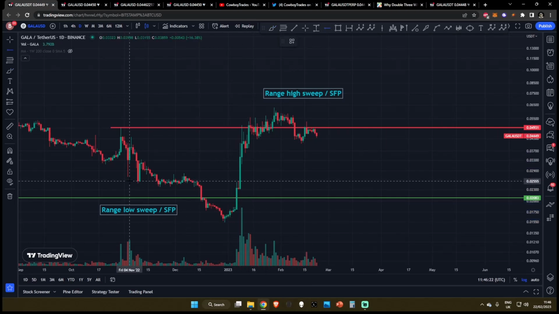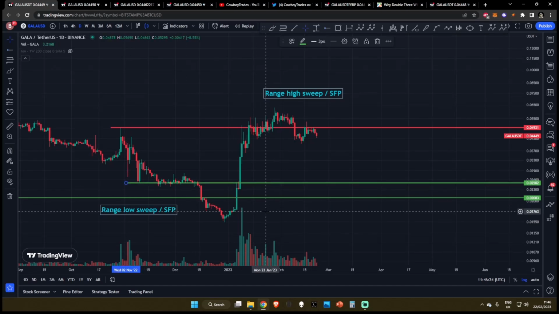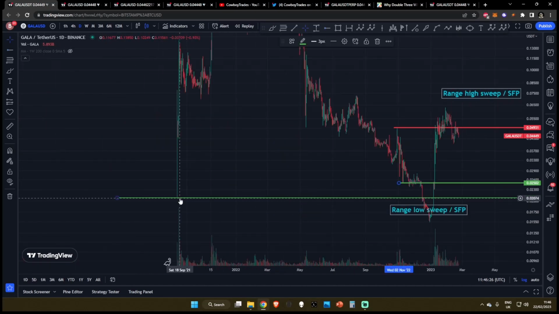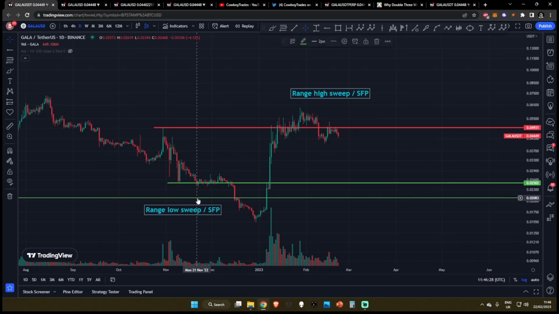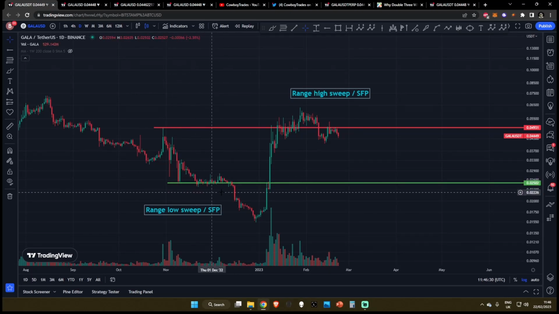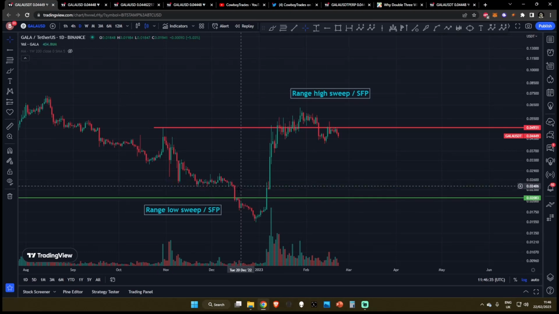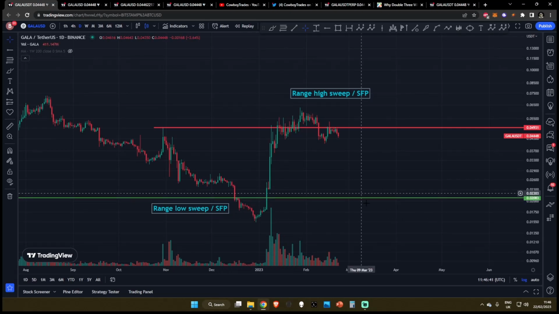Now, if you're not a fan of putting a swing failure pattern floor at, for example, a listing price, you can also look at the swing lows of this range over here. We had a swing failure pattern to the downside of this and then moved back up. I personally prefer to put this to the listing price. As you can see, we clearly retested this. This was an important level before moving back up.